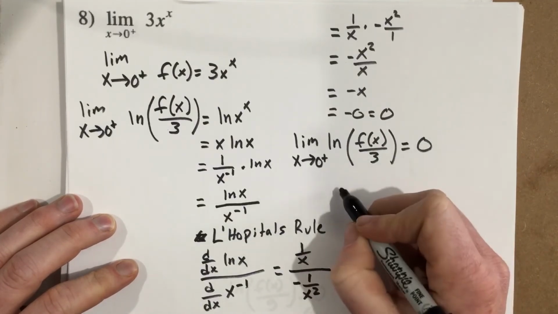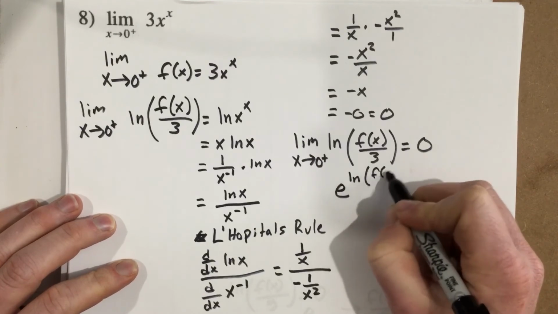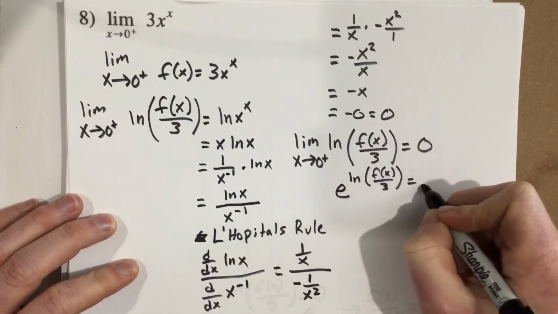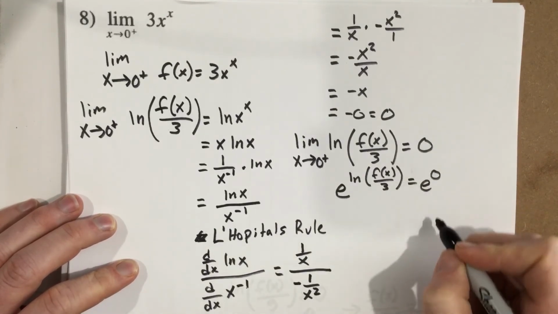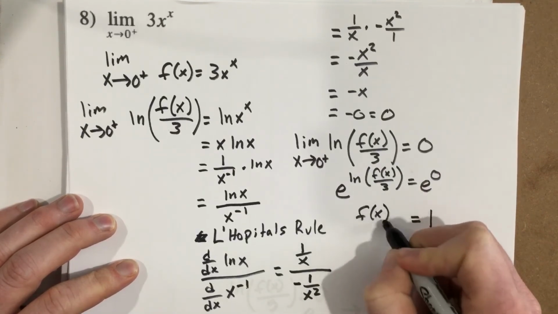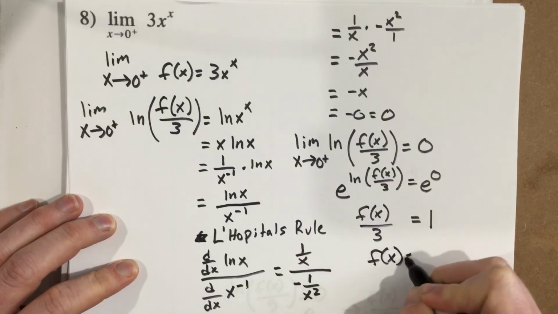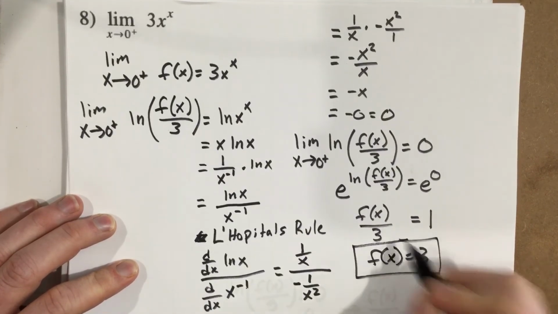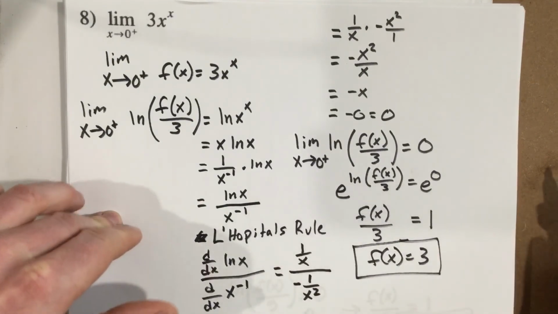And then I do e to the natural log of f of x over 3 equals e to the 0 power. But you know, e to the 0 power is 1. So 1 equals f of x over 3, multiplied by 3, f of x equals 3. So my limit for the f of x function as x approaches 0 from the right is 3.